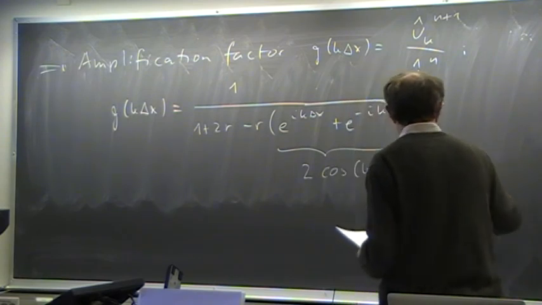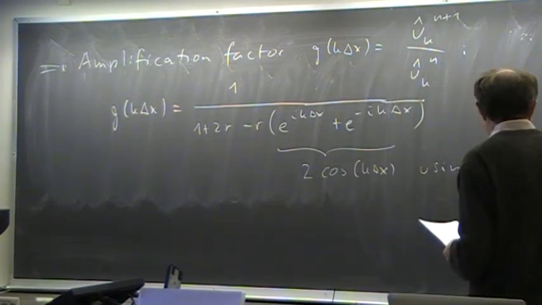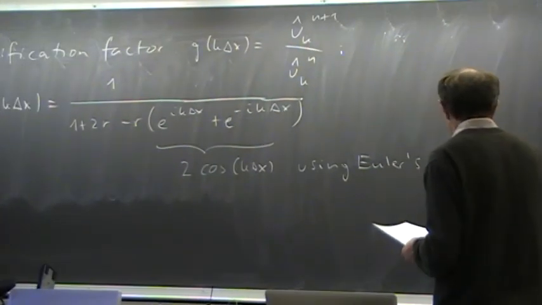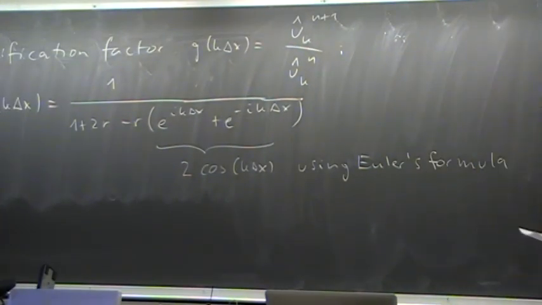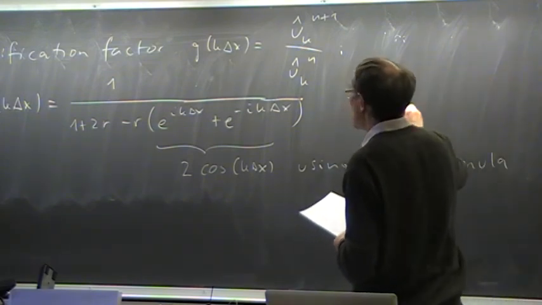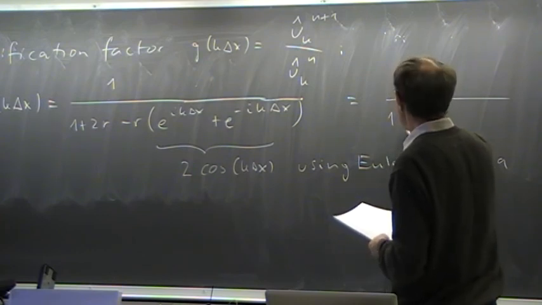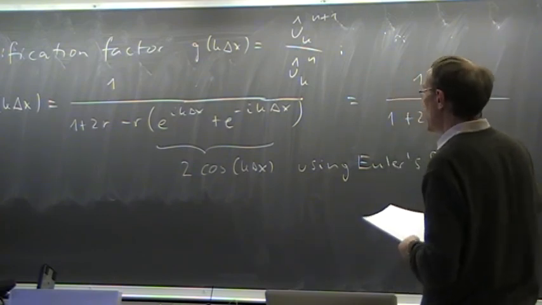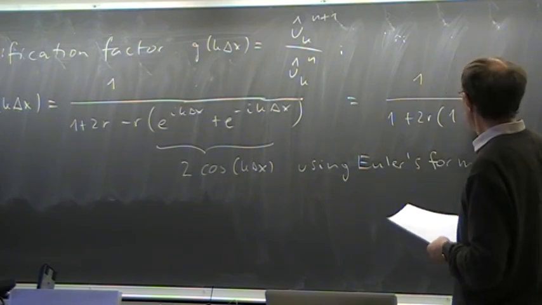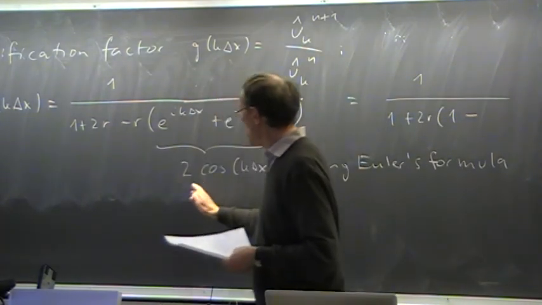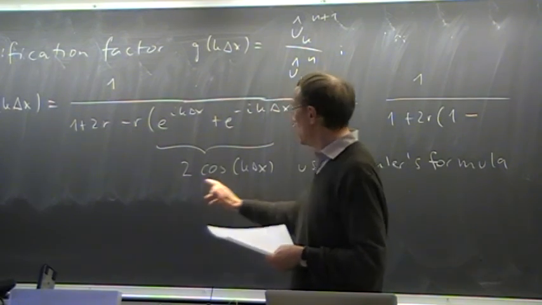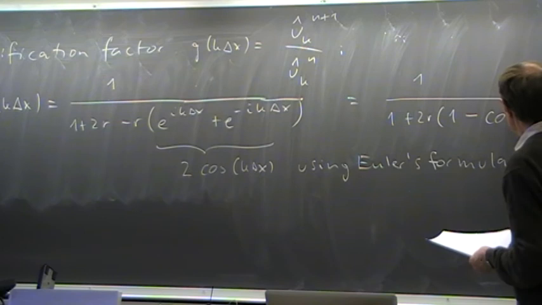Using Euler's formula, we see that we get 2r minus 2r times cosine. So let us write that. We get 1 divided by 1 plus 2r. Then we can factorize, because we have the 2r here, and here we have the minus 2r, so that we get here the minus cosine of k delta x.